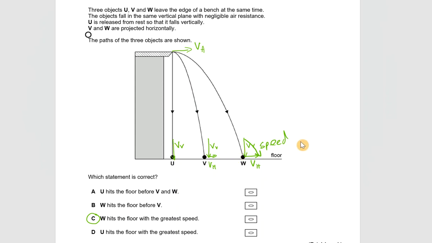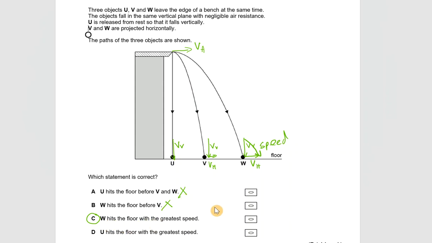So let's have a look at the statements. U hits the floor before V and W. No, they're all going to hit the floor at the same time because they've all got the same vertical component of velocity. W hits the floor before... No, we've just said they're all going to hit the floor at the same time.